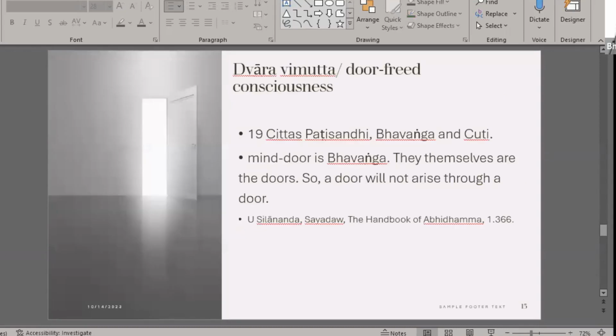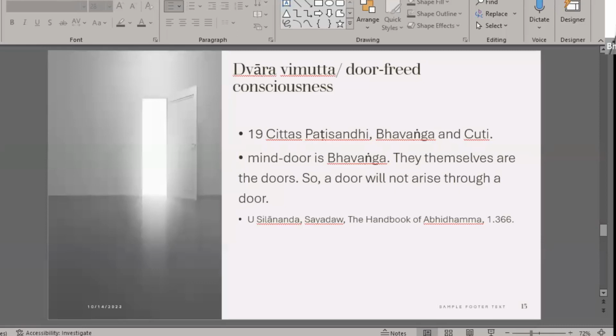Before going to that, just pay attention also to the Dvāra Vimutta Chitta, door-free consciousness. At the end, we will classify these door-free consciousness into 2 sections. In the beginning, just pay attention: what are the door-free consciousness?